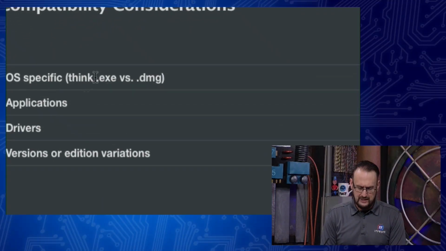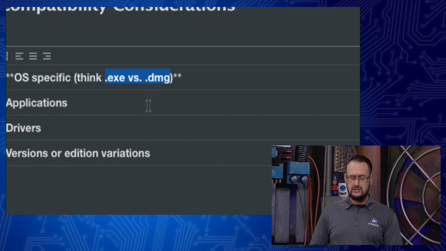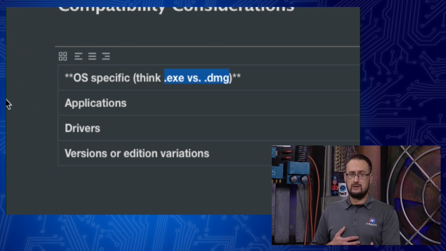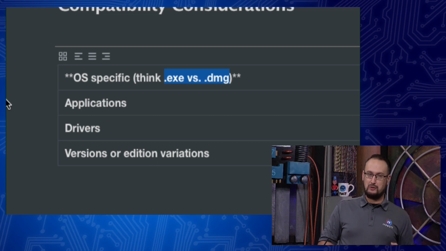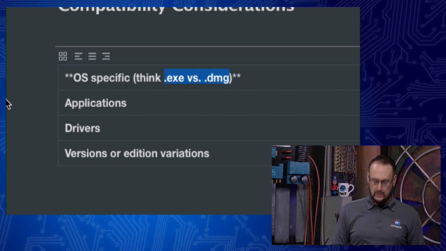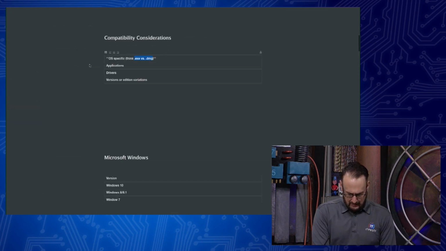Let me go back to our diagram real quick, because I want you to think more than that. When we install applications and programs, and these all fall under the same thing, applications, if I'm going to install an application, am I going to use an executable, or am I going to use a disk image, the DMG format, by the way? So executable, this is something that's in Windows, and let me show you what I mean by that.